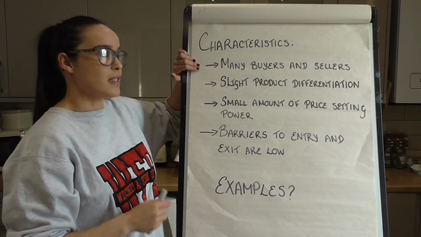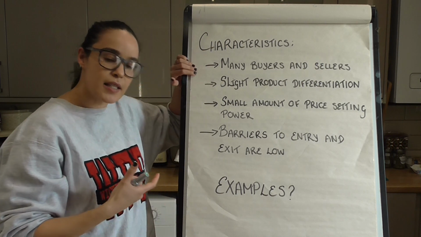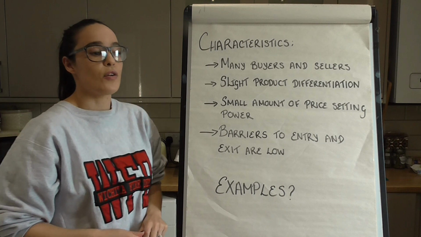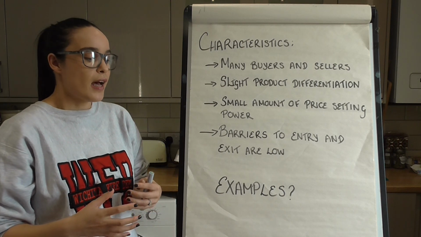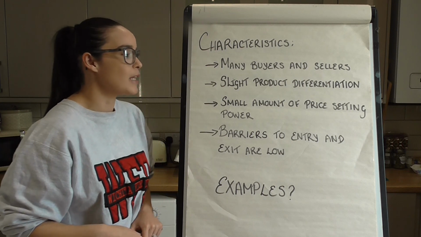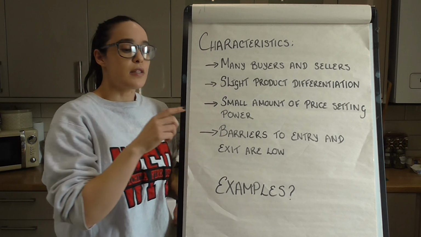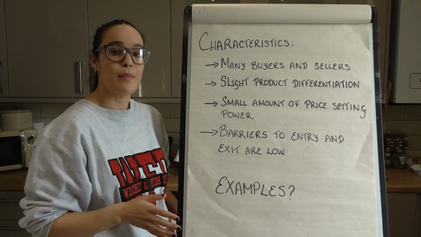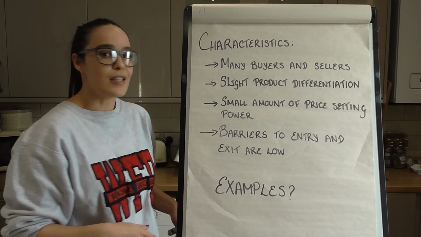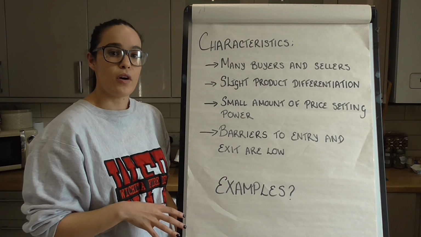So many buyers and sellers, not unlimited, it's not perfect competition, but there are many buyers and sellers in the market, lots of consumer switching in the market, lots of kind of low consumer loyalty in the market, but we'll have a look at what that might mean a little bit later on. There is slight product differentiation in the market, so there are some kind of automatic things that will come into mind when you think about product differentiation, things like colour, size, quality, all of those things, but there are also some things that you may not have thought of as well.